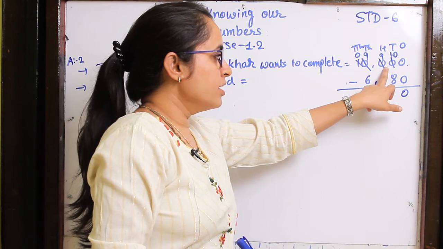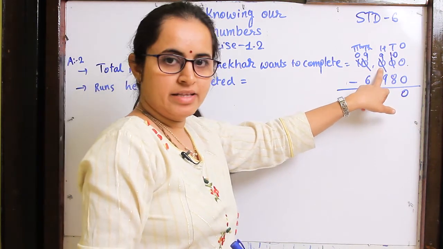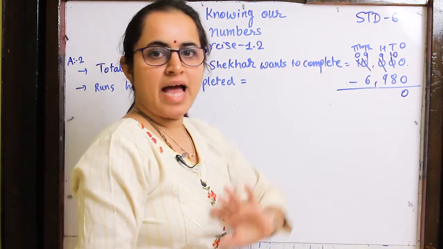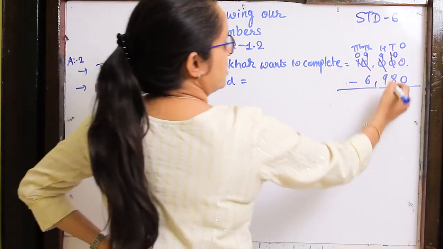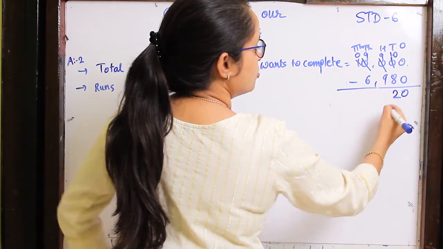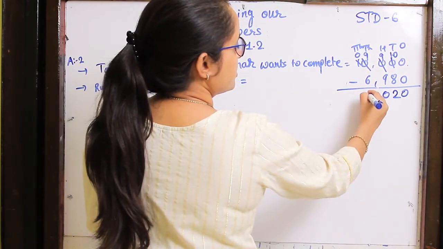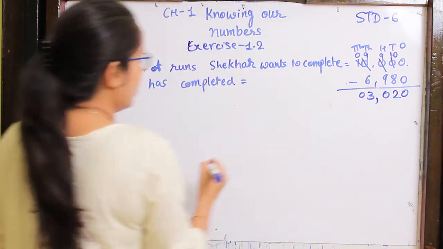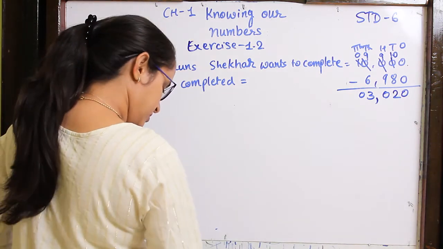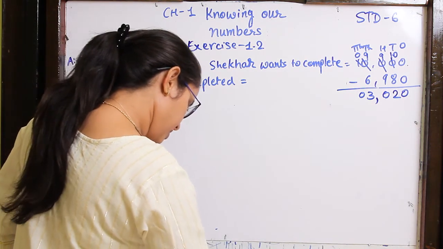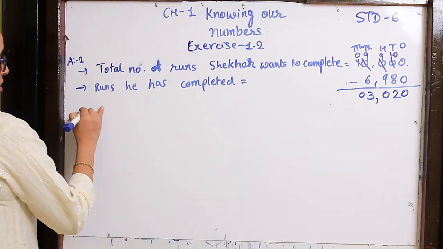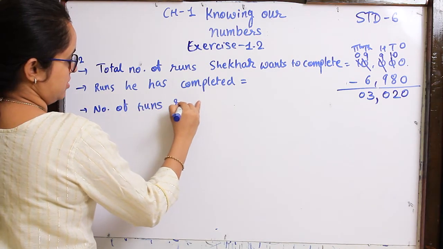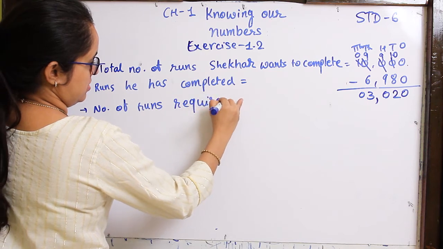So it is 6,980. 0 minus 0, 0. You remember that, right? 0 minus 8. Can you subtract any number from 0? No. So what do you have to do? You have to borrow 10 from the number on the left side, which is the hundreds place. Now your hundreds place already has 0, so this happens here also. It is 0, so you cut the 0 and make it 9. You have done this in class 5. So I'm not going to repeat why you have to put 9.